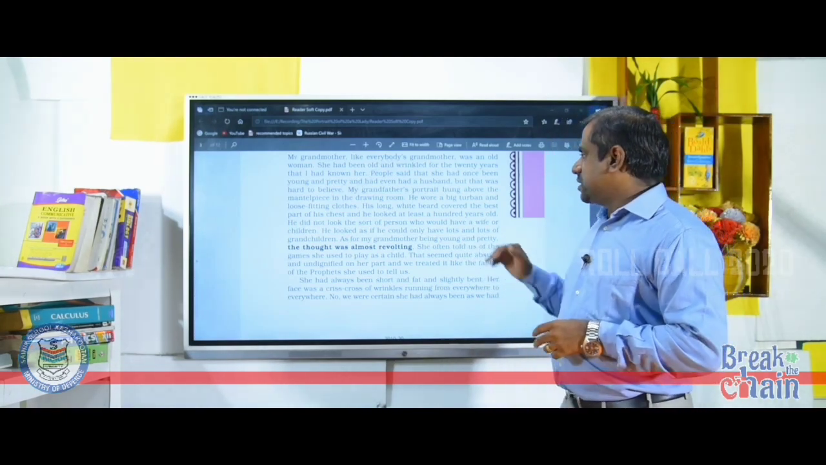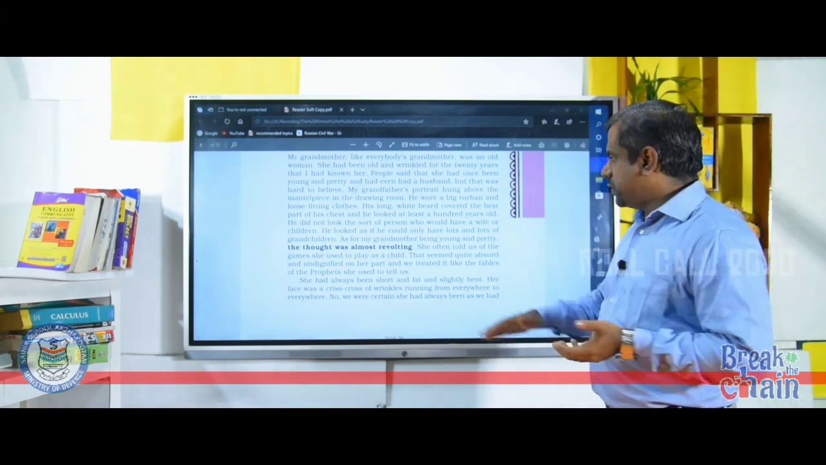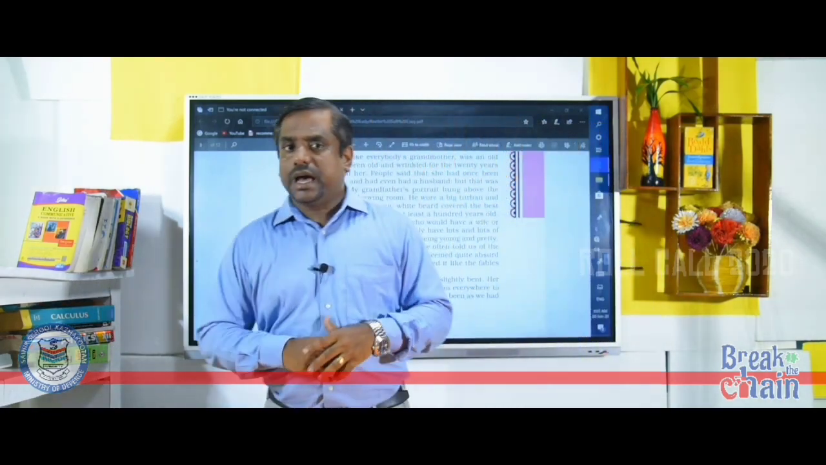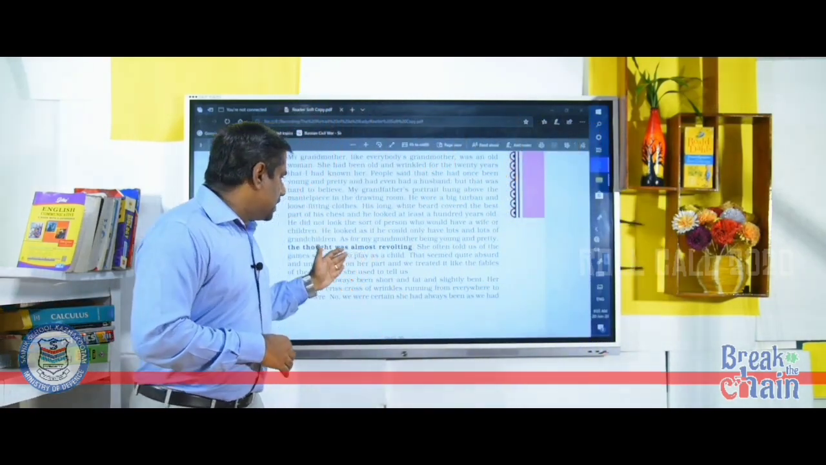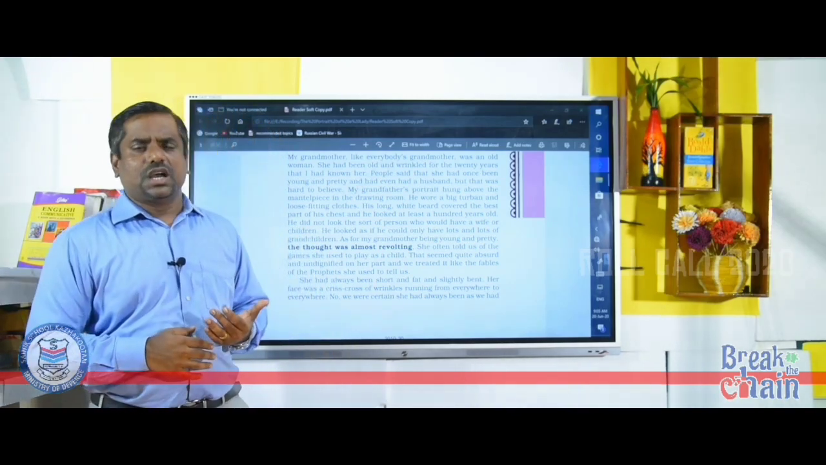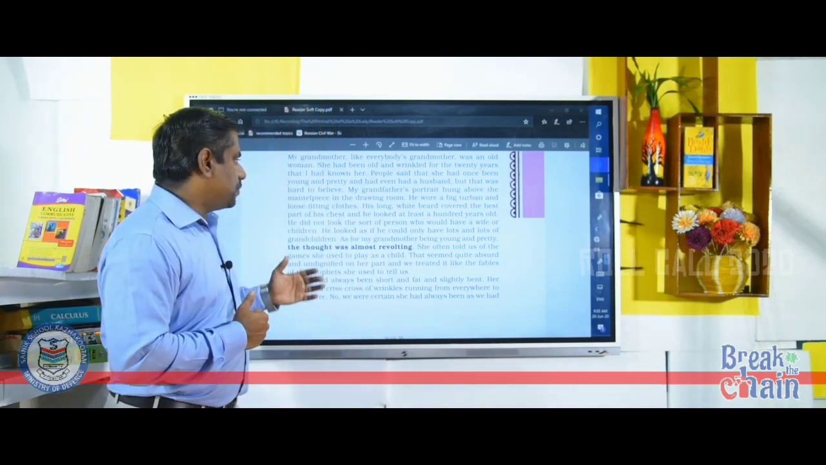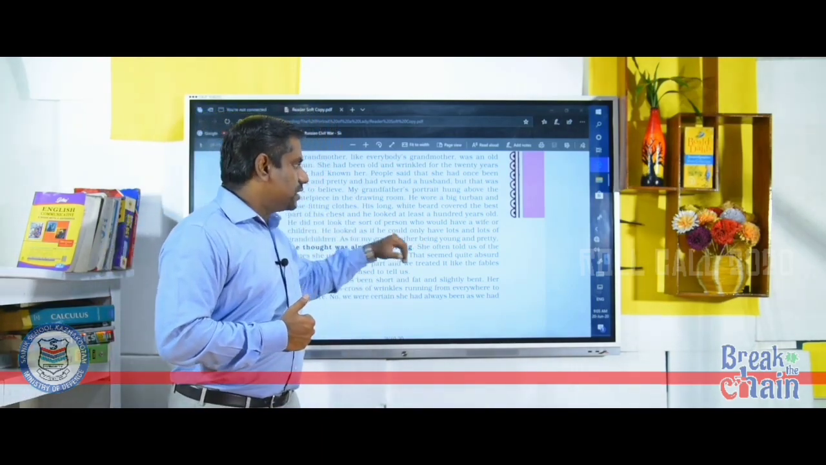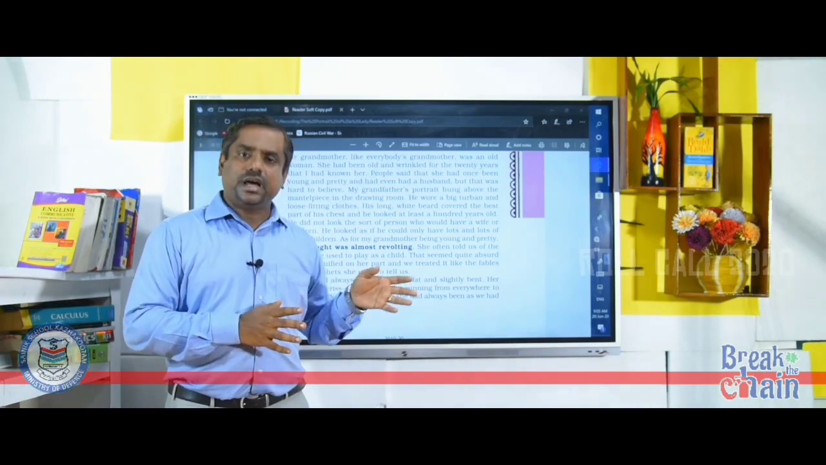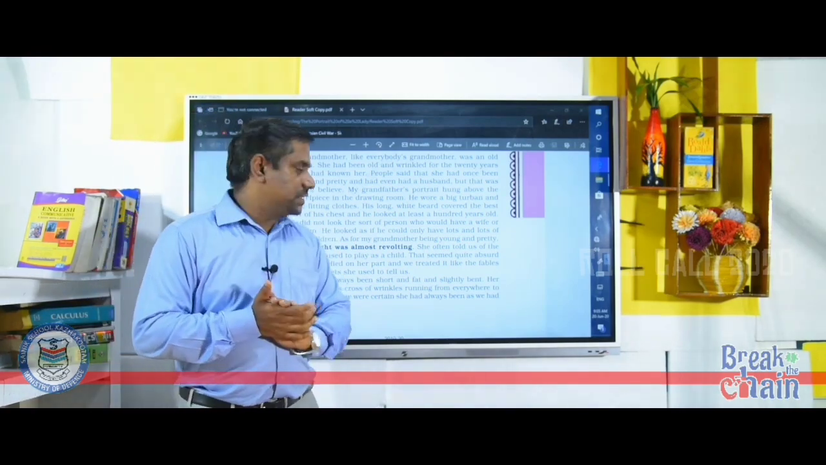As for my grandmother being young and pretty, the thought was almost revolting. Now you can see the thought was almost revolting, that particular clause highlighted here. Why is it so? Because something was almost revolting, something was almost difficult to accept, something was almost difficult to believe. For my grandmother to be young and pretty was really difficult as far as Khushwant Singh was concerned.